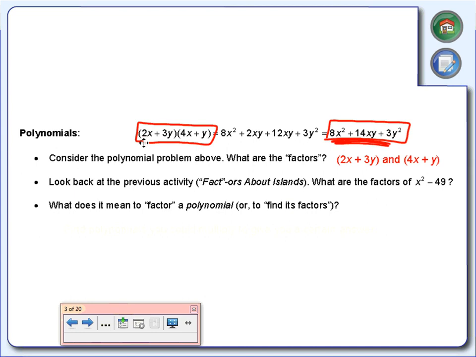So down here at the bottom it says, what does it mean to factor a polynomial? What we're going to be doing is finding polynomials that we can multiply together to give that certain answer, just like up here. The factors were 2x plus 3y and 4x plus y, because those are the two things we multiply together to get that 8x squared plus 14xy plus 3y squared. So again, that's what you're going to be doing for me today, finding those factors. Question is, how do you do that? Well, it's going to depend. There's a couple of steps involved here, which we'll be looking at.